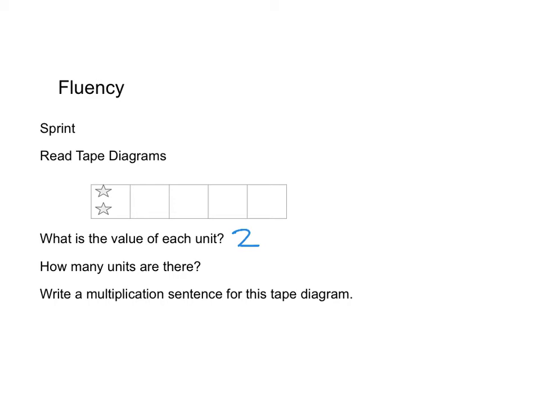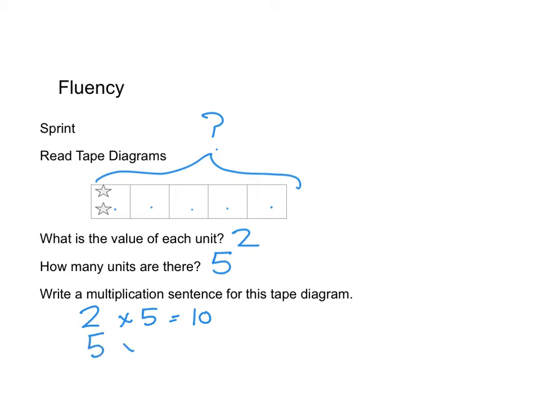So there are 2. And how many units are there? Well, 1, 2, 3, 4, 5. There are 5. So what would be a multiplication sentence for this tape diagram? Well, we'd want to find that total, right? So a multiplication sentence for this might be 2 times 5 is equal to 10. And that would be our multiplication sentence, or 5 times 2, because we have 5 units of 2 each equals 10.